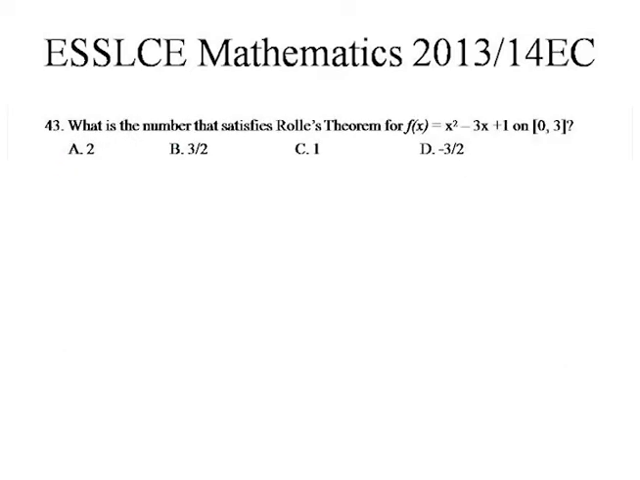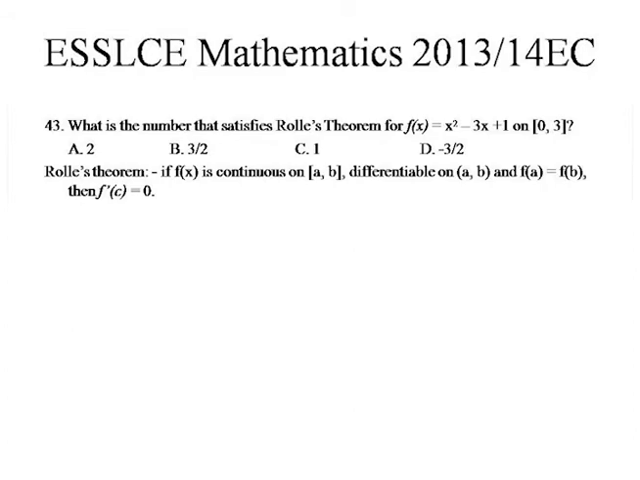Question number 43. What is the number that satisfies Rolle's theorem for f of x is equal to x squared minus 3x plus 1 on the closed bounded interval 0 up to 3? Rolle's theorem demands 3 requirements to be fulfilled. 1. A function has to be continuous on closed bounded interval a, b, and it should be differentiable on open bounded interval a, b. And third, f of a is equal to f of b. If all these 3 requirements are fulfilled, then there is a number c such that the derivative of f of c is equal to 0.